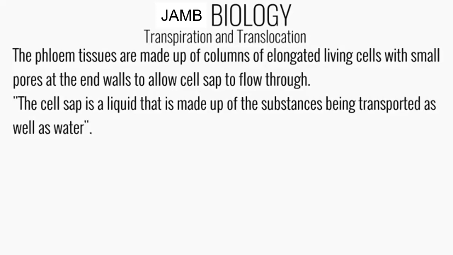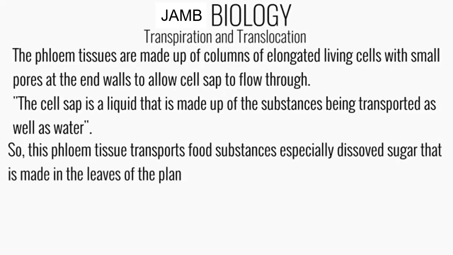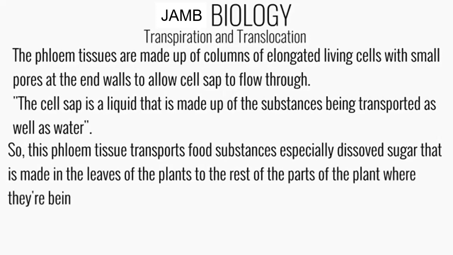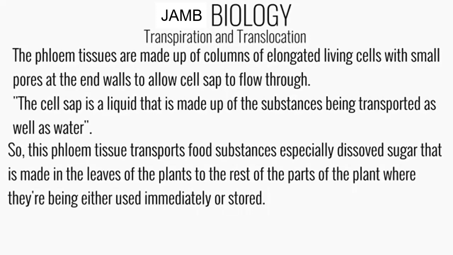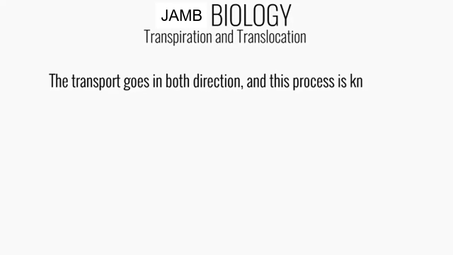So this phloem tissue transports food substances, especially dissolved sugar, that is made in the leaves of the plants to the rest of the parts of the plants where they are being used immediately or stored. The transport goes in both directions, and this process is known as translocation.